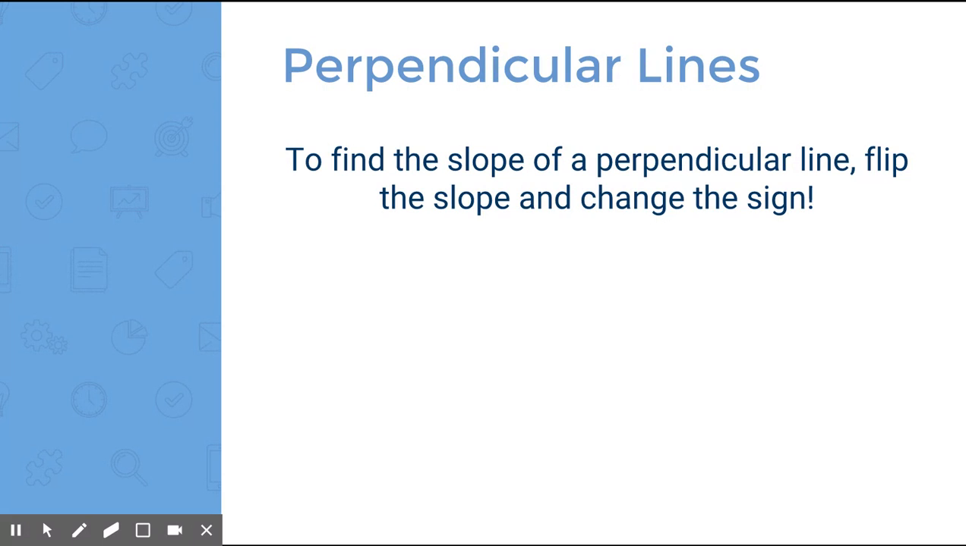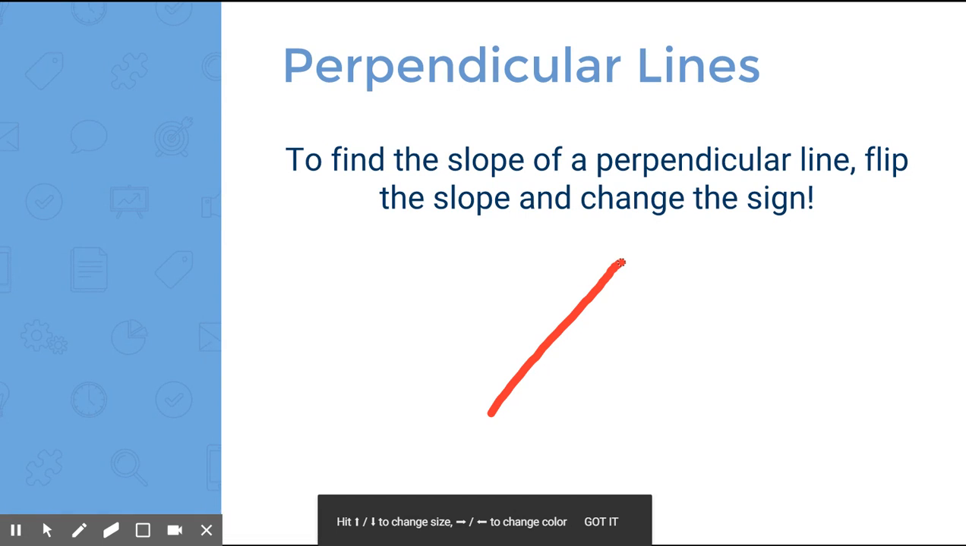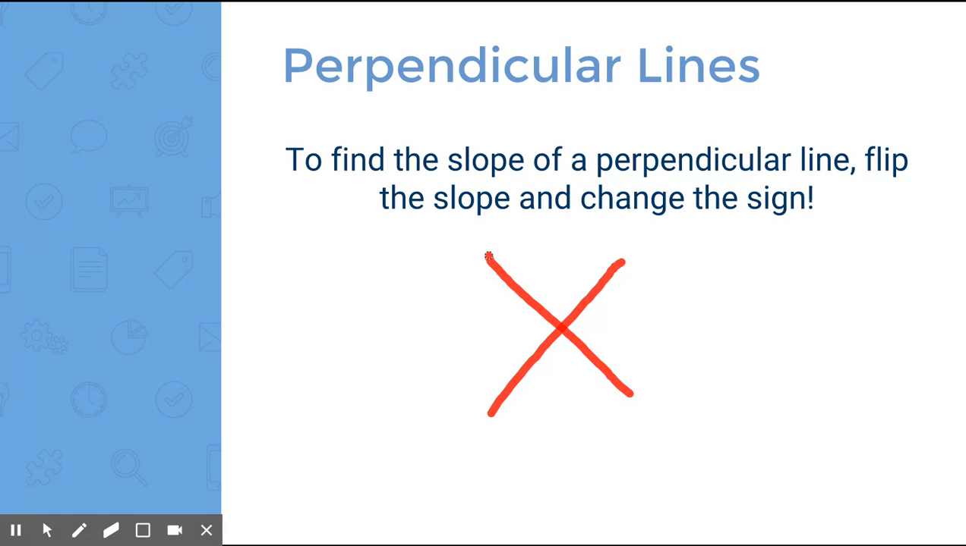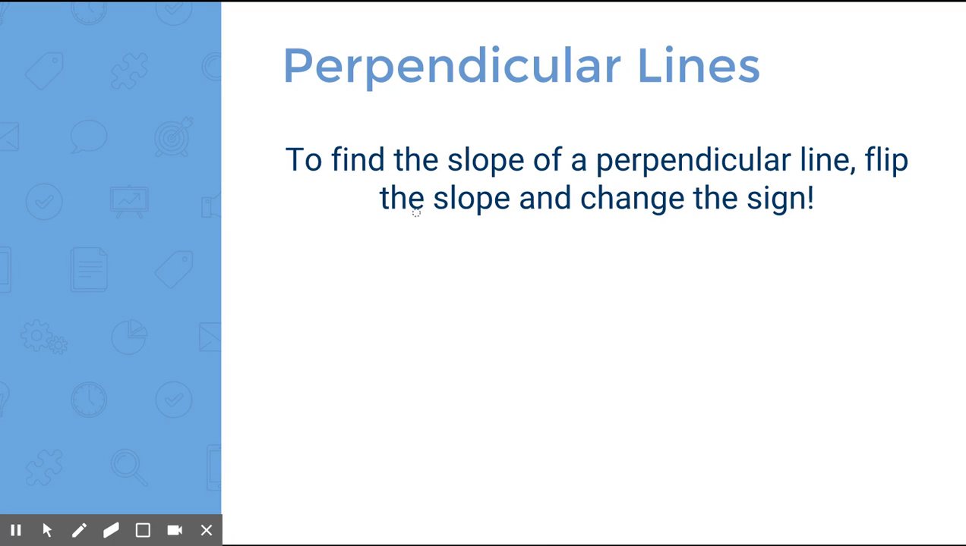Now perpendicular lines are a little bit different. If you were to draw a line, and we wanted to create a line that crosses it, it's almost like it has the opposite slope, because it's going across in the opposite direction. If this was a positive slope originally, then this one will become a negative slope. Now the rule for this is that you flip the slope, okay? So you find the inverse, and you change the sign.